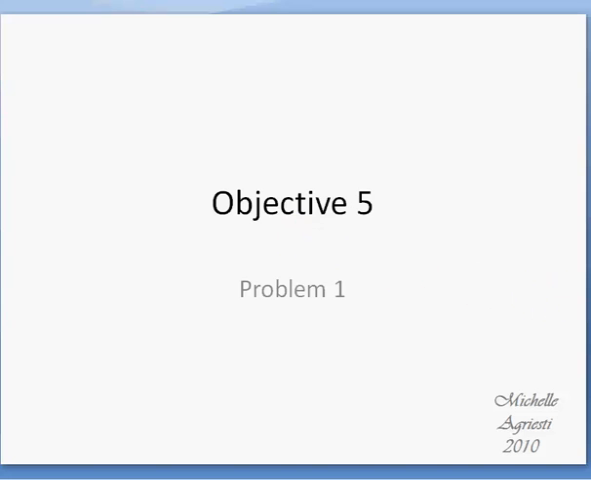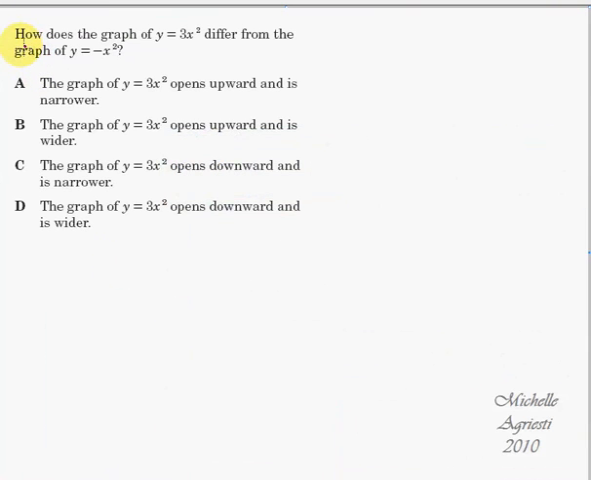This is the first problem from Objective 5. How does the graph of y equals 3x squared differ from the graph of y equals negative x squared? Okay, we've got two quadratic equations, and it appears the only thing that differs between the two is the coefficient of the x squared. So what we will do is do a quick review on quadratics and their graphs.